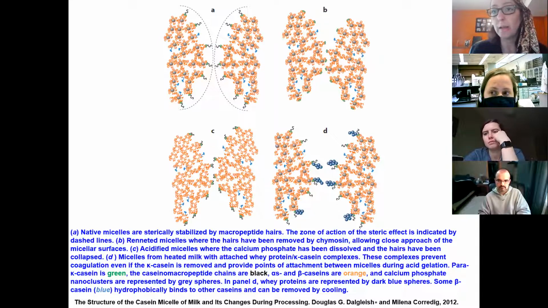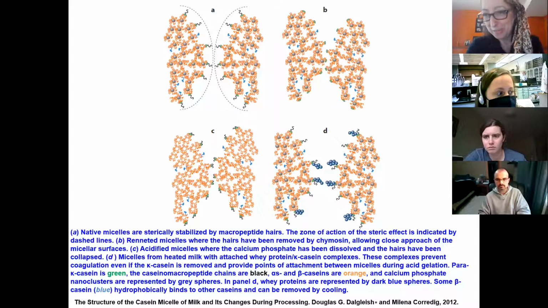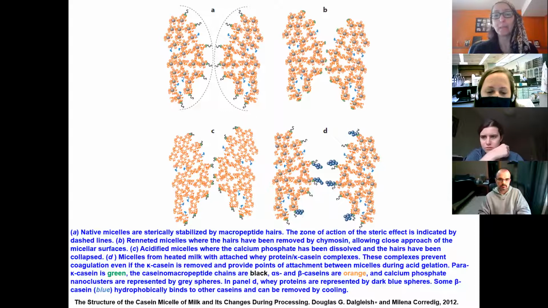hydrolyze the para-kappa casein. Well, sorry, hydrolyze the glycomacropeptide to destabilize and produce the curd. So this is not desirable when you're making cheese. So you don't want this to happen. But yeah, so for enzyme produced curds, you don't want the beta-lactoglobulin to denature and react with your kappa casein.